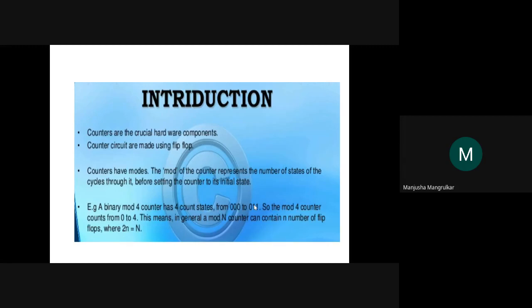There are two types of counter: the up counter and the down counter. We'll see them later on. First we will understand what a counter exactly is. Counter circuits are made using flip-flops, right? The flip-flop is what? It is a one-bit memory cell. One bit of data we can store in the memory cell. That is a flip-flop. The combination of flip-flops forms the register, right?